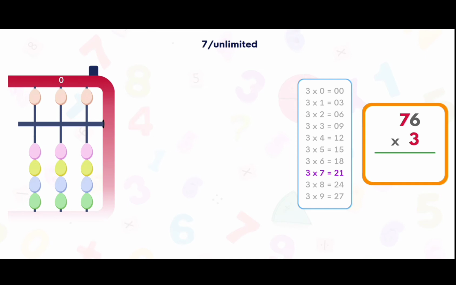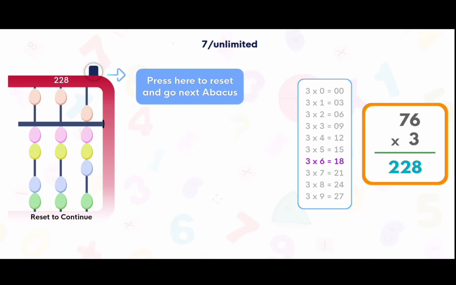7 times 3, I know, is 21. Here the tables are showing, so you can easily understand 3 times 7 or 7 times 3 is equal to 21. I have to start from the 100 place rod. So 7 times 3 is equal to 21, right? Then 6 times 3 means 18. Then I will go to the tens place. 5, 6, 7, 8. Here is my answer, 228.